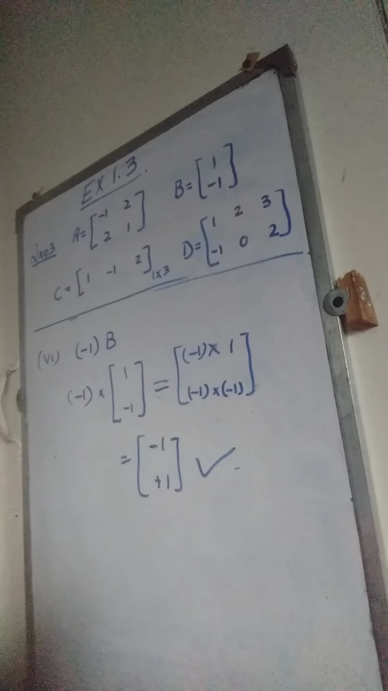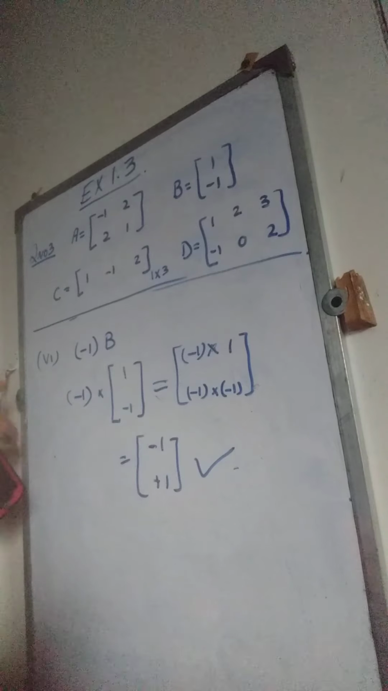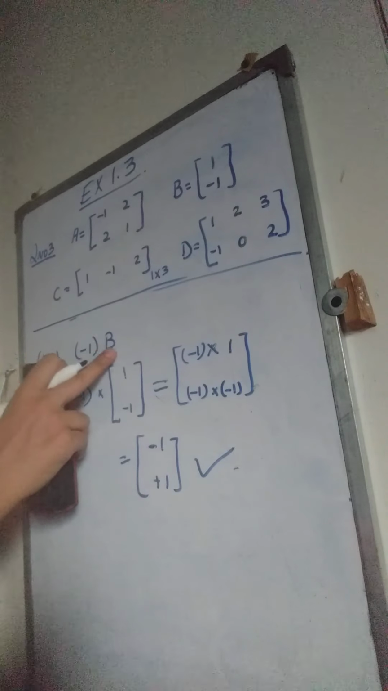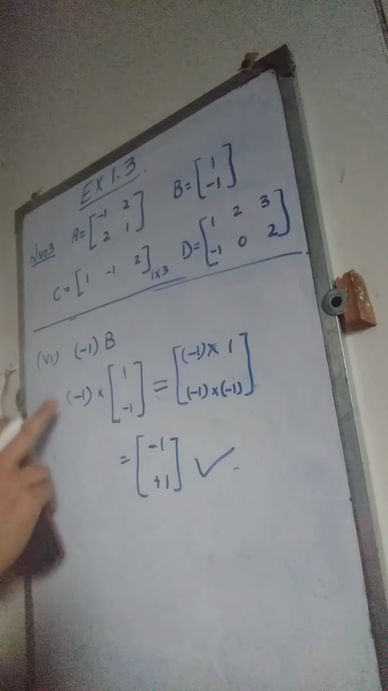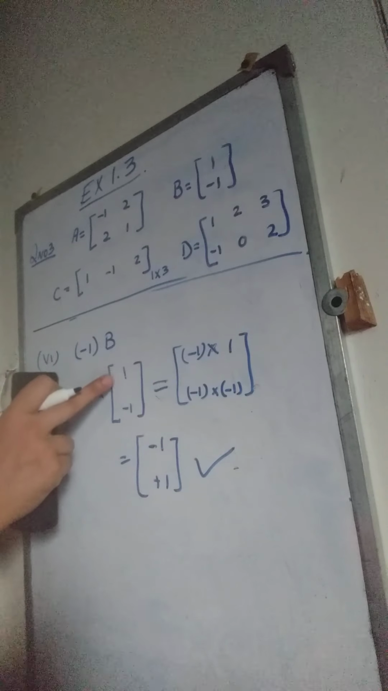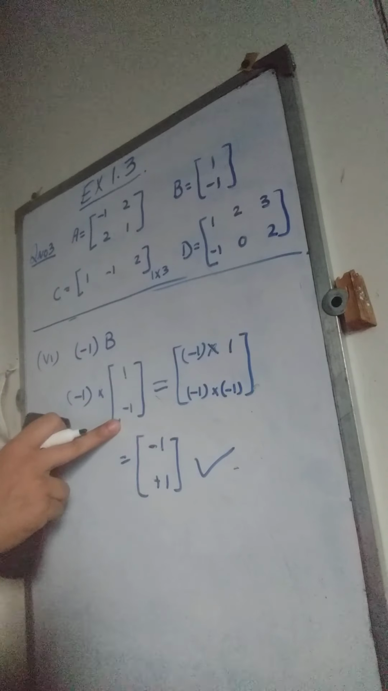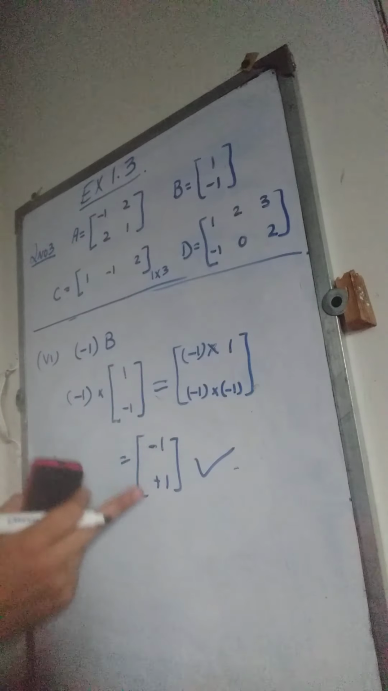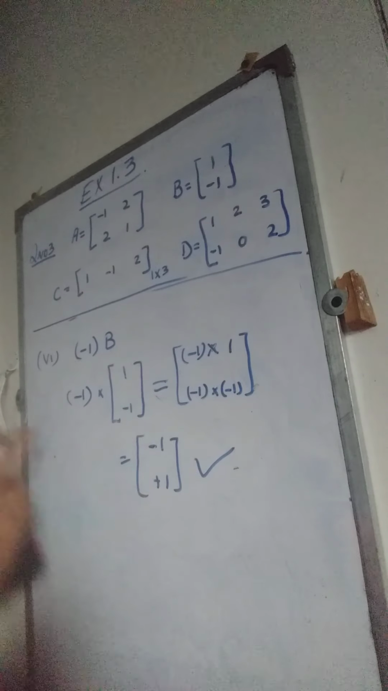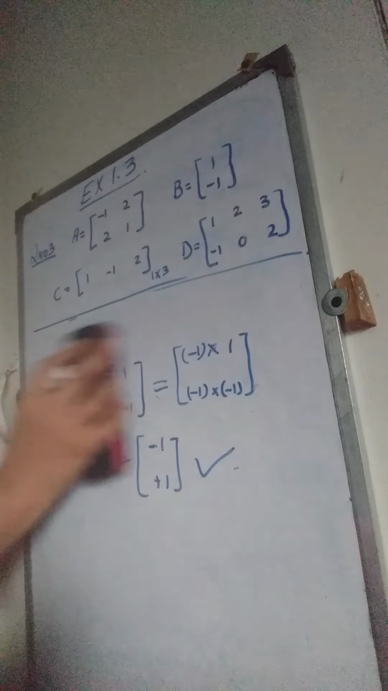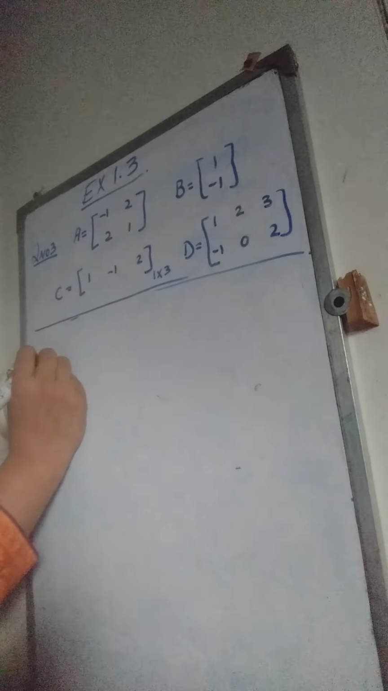Now in this question we only had to multiply this -1 with B. Okay, the scalar with the matrix. Multiply -1 with each and every element of the matrix B, and you will get this answer. This is -1 into B. Okay, let's try another part also.